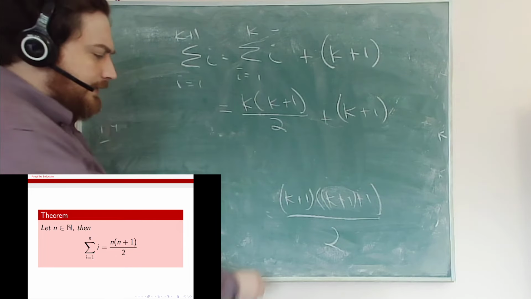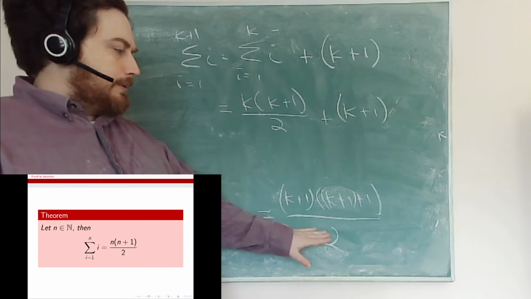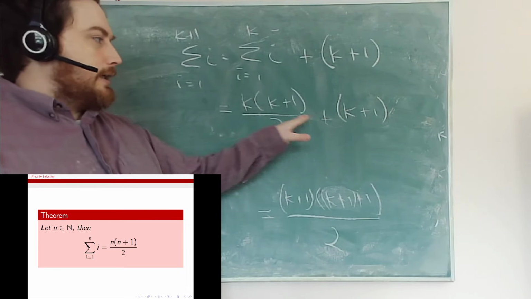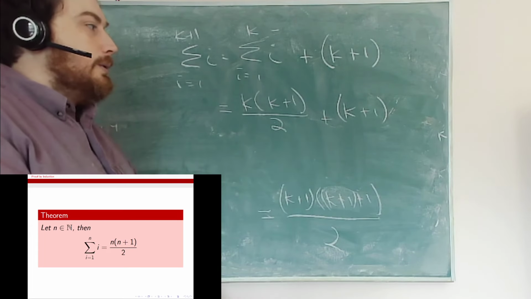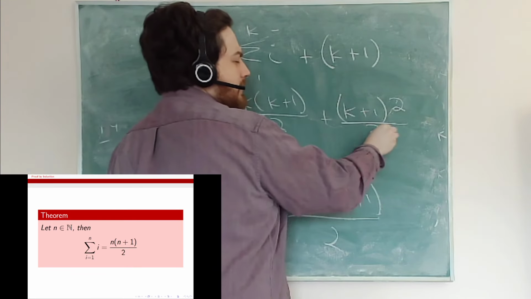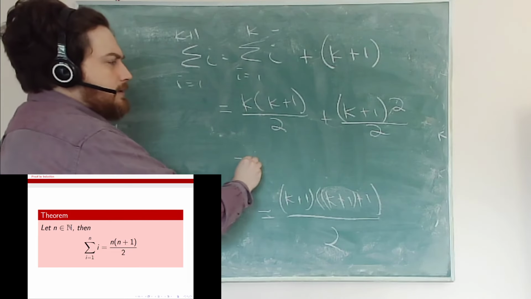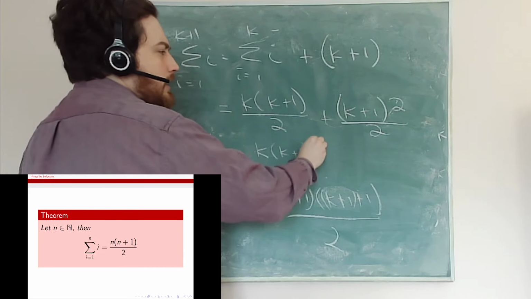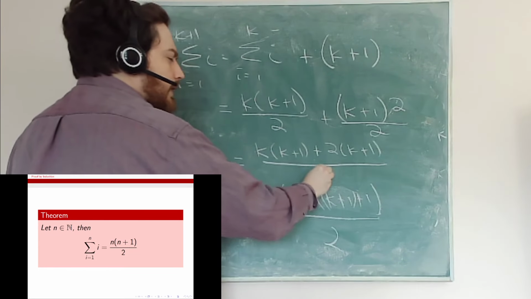Now, I'll leave this up here to know that's where I'm headed. Somehow I have to take this and manipulate it so that it instead looks like this. The first thing I see is that here I have two fractions, but here I have one. So I want to make these into one fraction. The way I would do that is find a common denominator. So I'll multiply this by 2 over 2, and then I can combine those into one fraction. So I get k times k plus 1 plus 2 times k plus 1, all divided by 2.